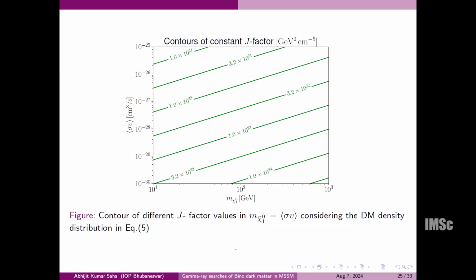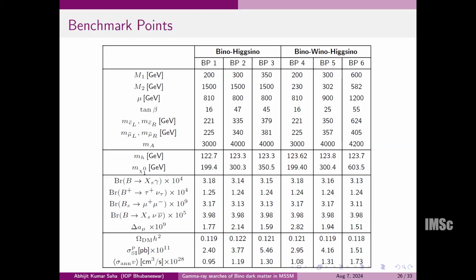So this plot is to depict that the J factor indeed depends on the particle physics inputs like dark matter annihilation, interaction strength, and dark matter mass. You know MSSM has a huge parameter space. We consider two kinds of scenario, one where the Higgsino is missing and one where the Higgsino is present. We picked up 6 benchmark points. These benchmark points show that all the dark matter masses are in the sub-GeV range, and they also give you the spin independent direct detection cross section within the allowed limit and the correct relic density as well.